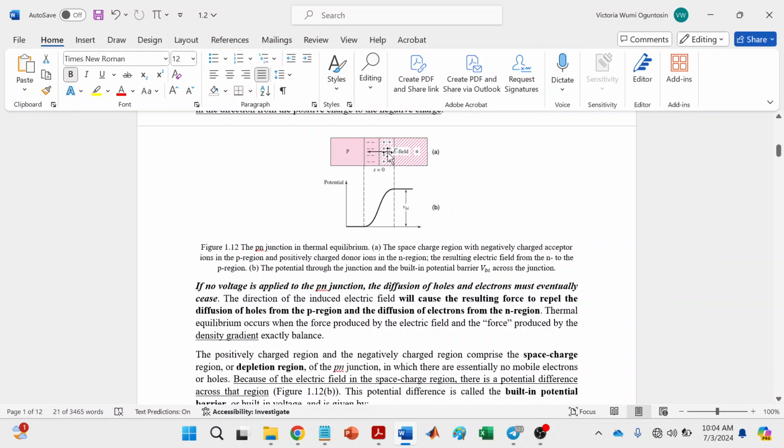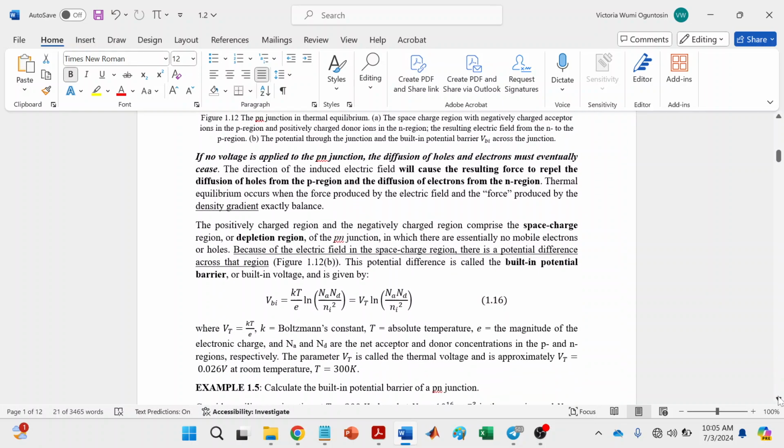The electric field will produce a force that will cause the diffusion of holes to eventually stop. Thermal equilibrium is eventually reached when the force produced by the electric field and the force produced by the density gradient balance. There is a built-in potential barrier that is developed as a result of that charge separation.